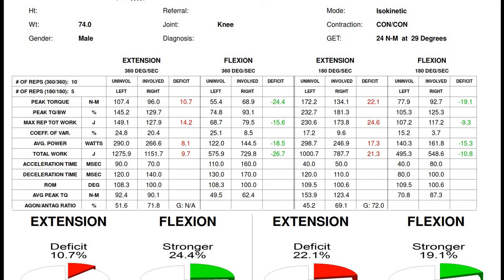So we have a significantly stronger right hamstring, or knee flexors, if you like, compared to the left. Now, the reason for this I can only speculate, because we don't know the background. As I said, we're starting with a blank slate here, but nonetheless, it's certainly an issue that would need to be addressed.